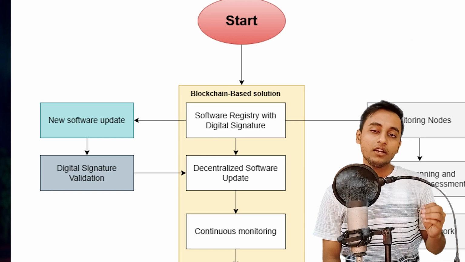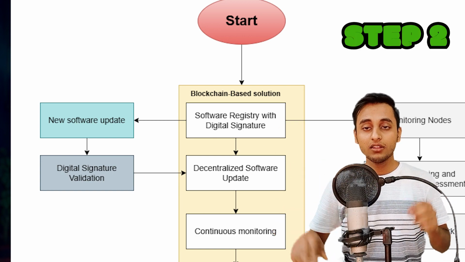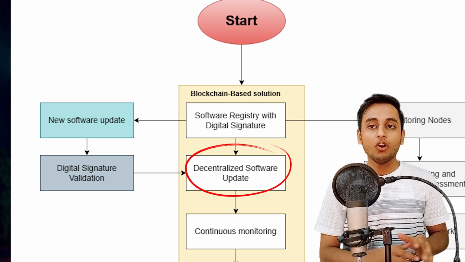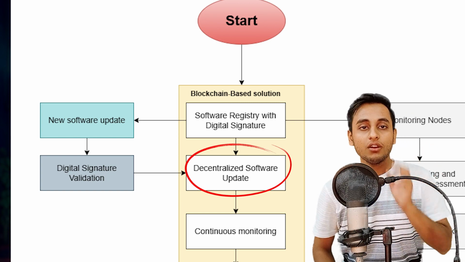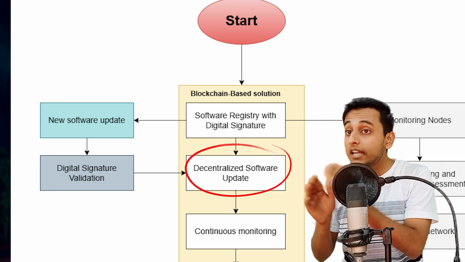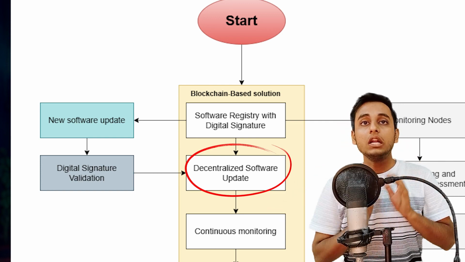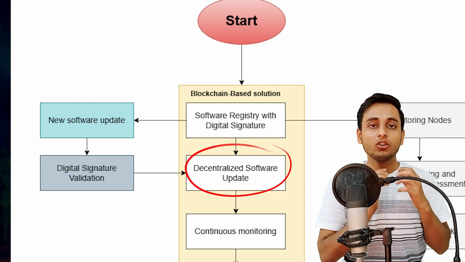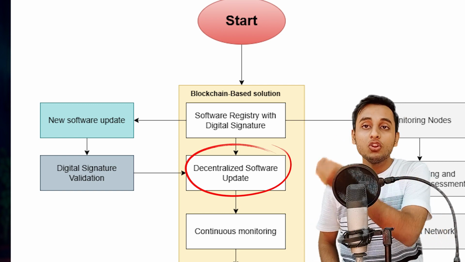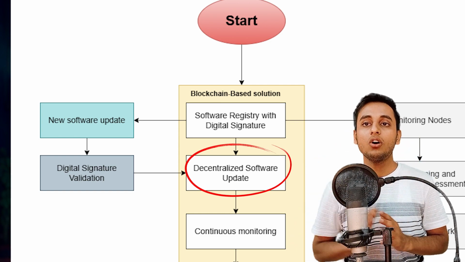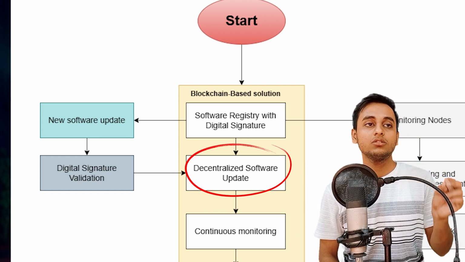Now let's move to the second step, which is decentralized software update. From the software registry, the flow proceeds to decentralized software updates. This step involves a decentralized system where authorized entities add new software versions to the blockchain. This update must go through a consensus mechanism to ensure it is valid.